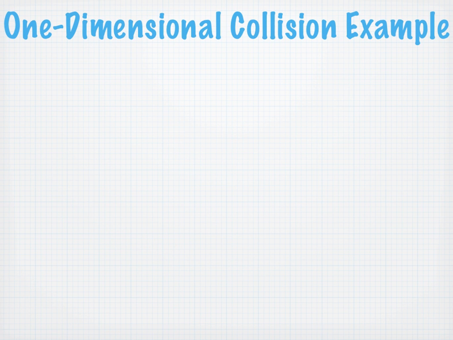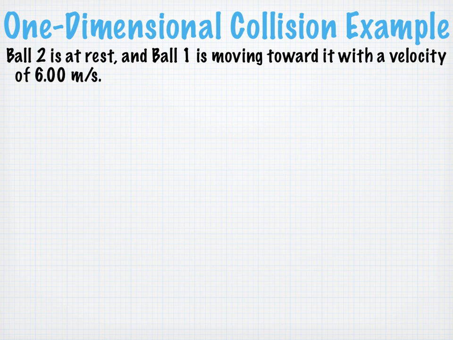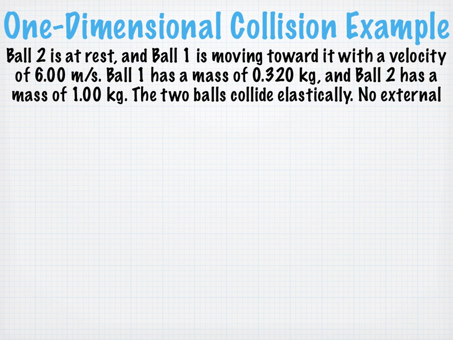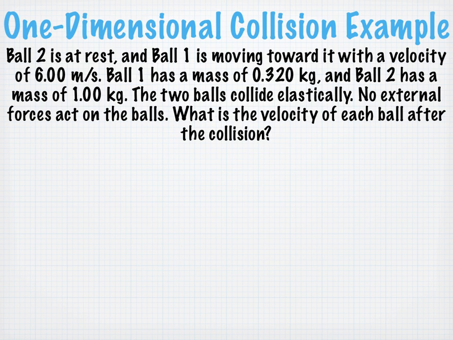Let's look at an example of a collision in one dimension. Ball 2 is at rest, and ball 1 is moving toward it with a velocity of 6 meters per second. Ball 1 has a mass of 0.32 kilograms, and ball 2 has a mass of 1 kilogram. The two balls collide elastically.